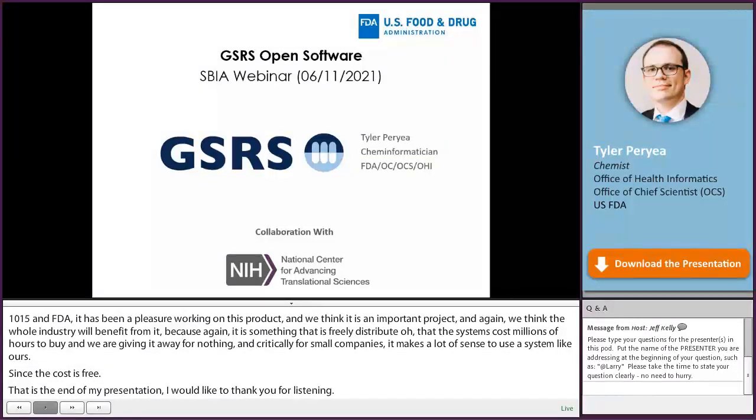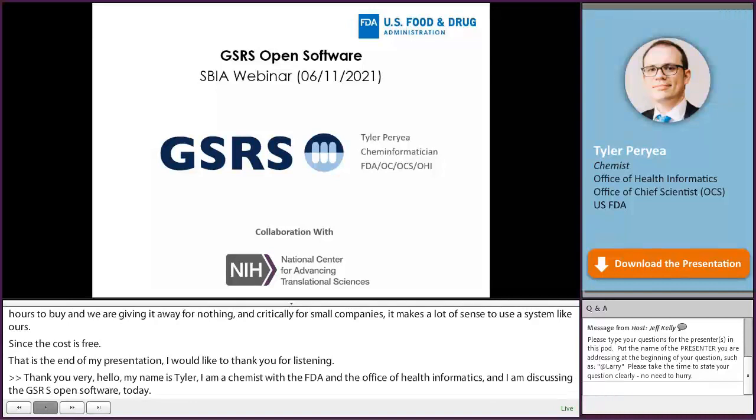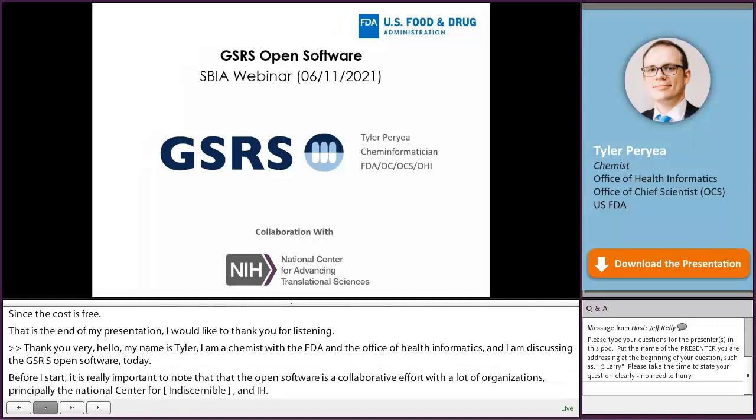I'm a chem informatician with FDA and the Office of Health Informatics, and I'm discussing the GSRS open software today. Before I start, it's really important to note that the GSRS open software is a collaborative effort with a lot of organizations, but principally with the National Center for Advancing Translational Sciences, NCATS at NIH. They really have been the spearhead. They've been spearheading the effort since the FDA began collaborating with them in 2013 on this effort.